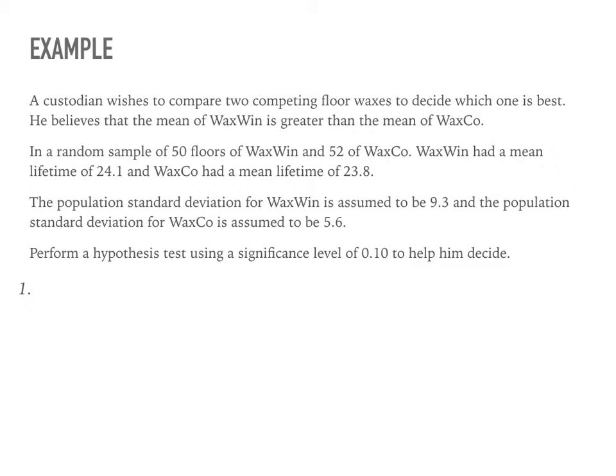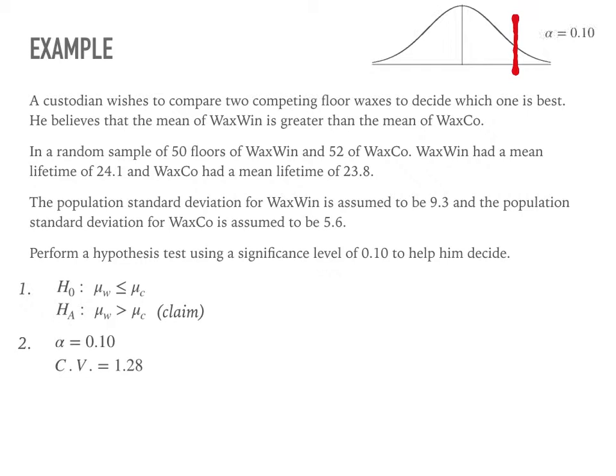First, we want to write our hypotheses. Comparing Waxwin to Waxco, we're claiming that Waxwin has a greater mean than Waxco. So our null hypothesis would be that the mean of Waxwin is less than or equal to the mean of Waxco. The alternative hypothesis, which is our claim, is that the mean of Waxwin is greater than the mean of Waxco. In step 2, we list our level of significance and our critical value. Then we can draw things into a picture again if we desire. We then want to find our test value and p-value.